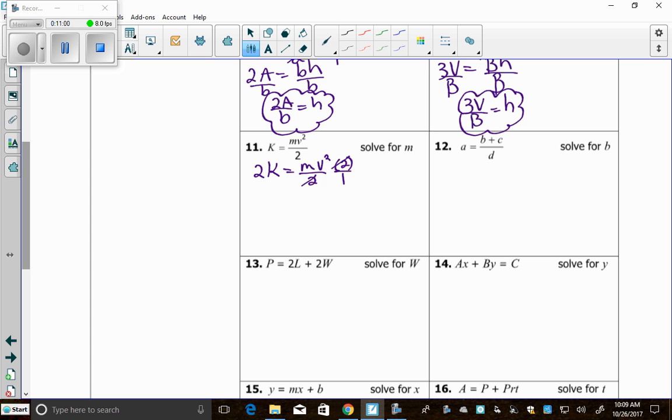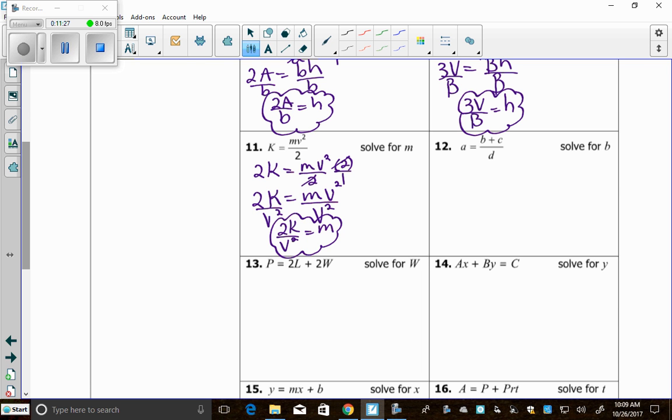Those 2's cancel. And I have 2k equals, aha, we've got another one of those squared variables. But we're not looking for that one. I'm looking for m. So I'm going to divide each side by v squared. So this does not require me to take the square root because I'm getting m by itself. And there we go. All right, try 12 and put me back on when you're done.